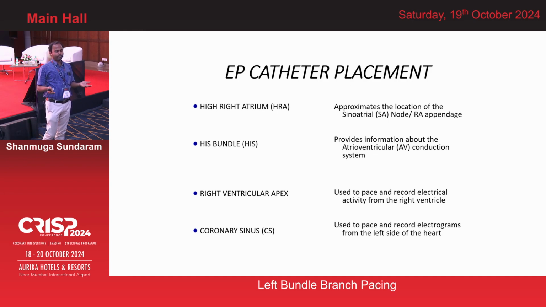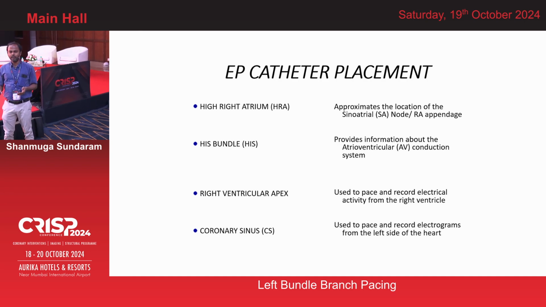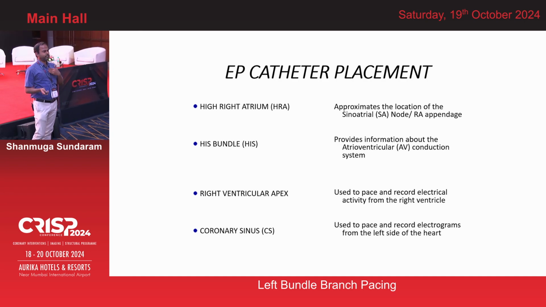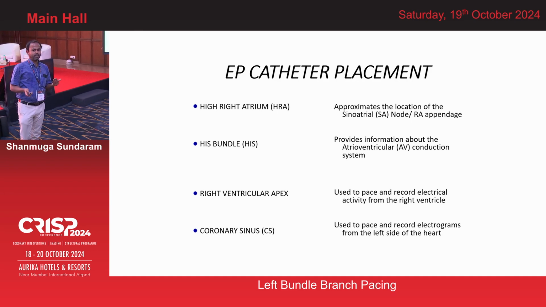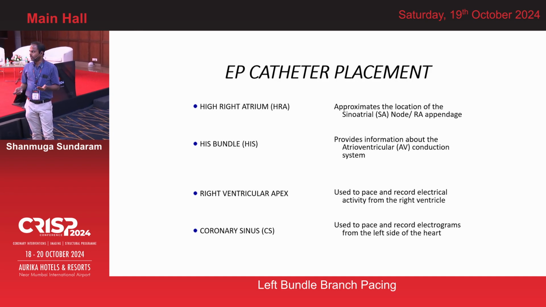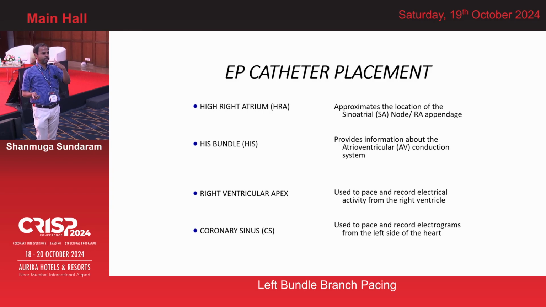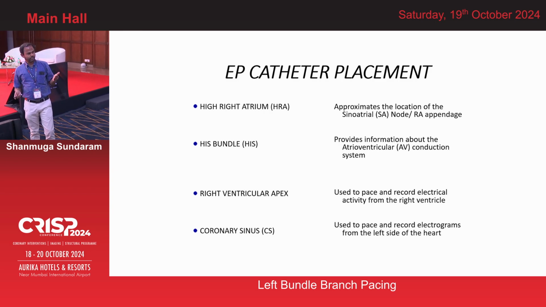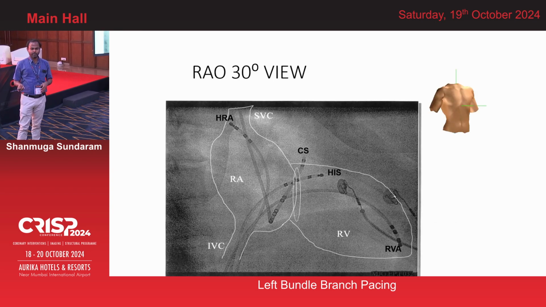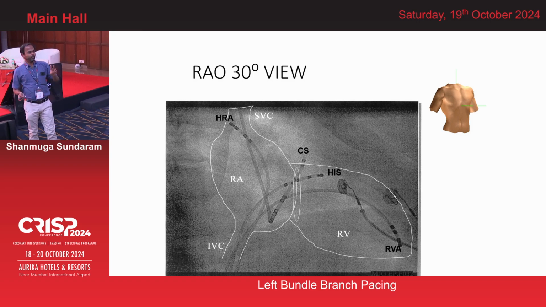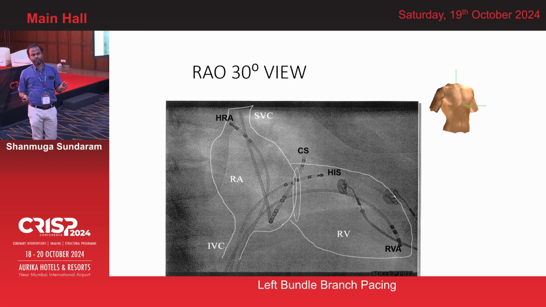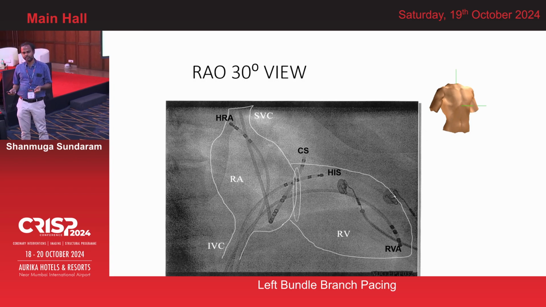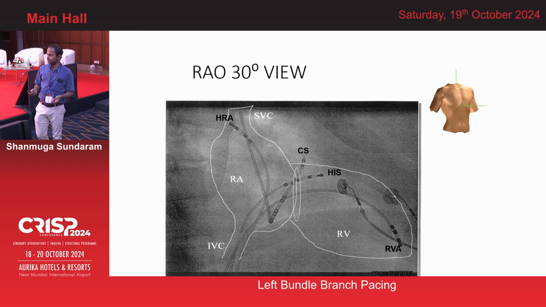So for that we need to put multiple catheters. The common sites will be the right atrium, right ventricle, His bundle, and the coronary sinus. Coronary sinus, being in the atrioventricular groove, records both atrial and ventricular electrograms, and the His bundle catheter, being right across the tricuspid leaflet, records atrial, ventricular as well as the His bundle electrogram. So we need to know two important views whenever you are doing a pacemaker, be it a regular standard pacemaker or a conduction system pacing or even a biventricular pacing.